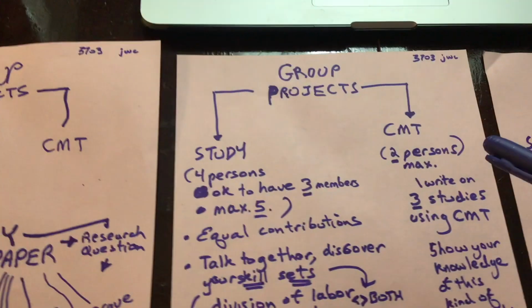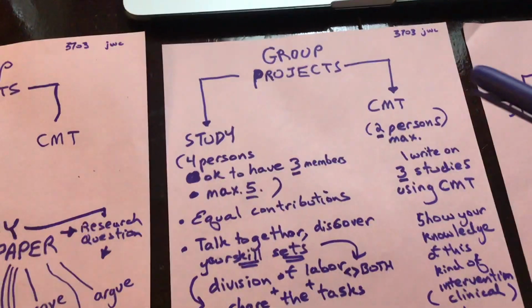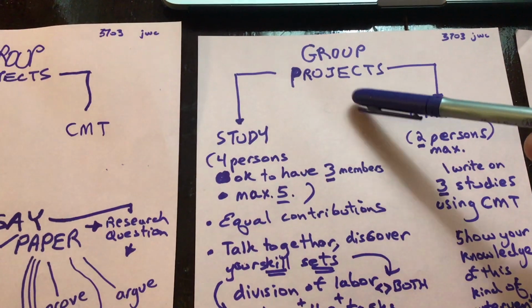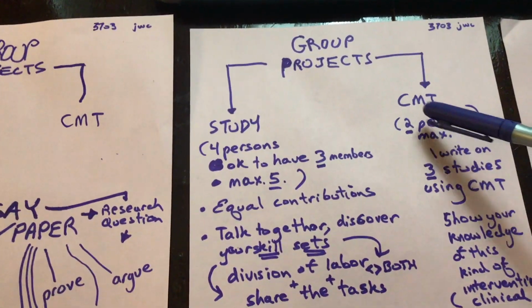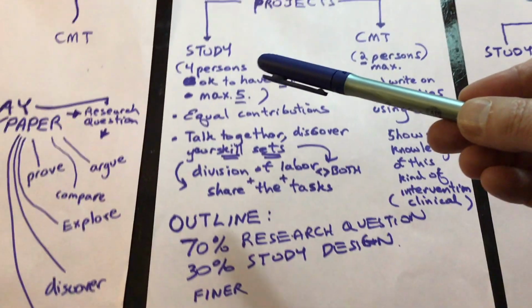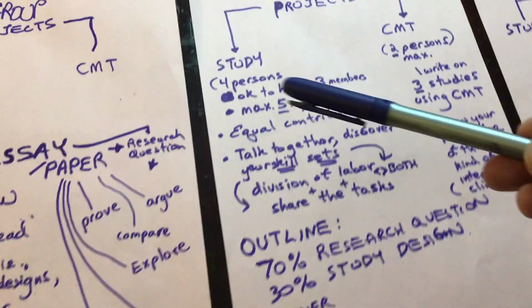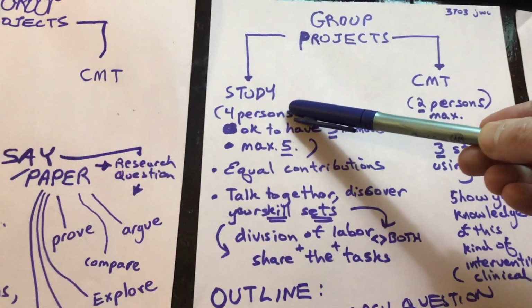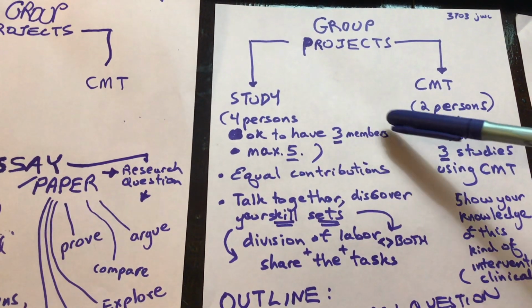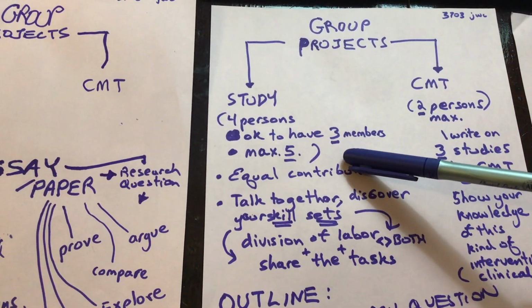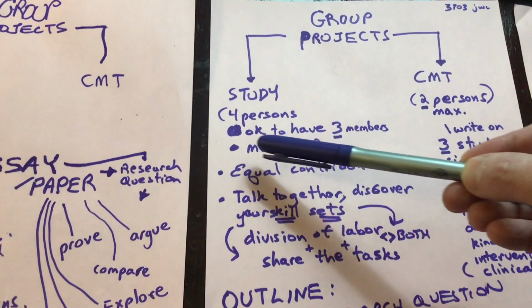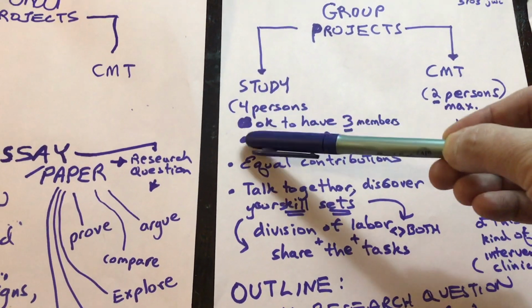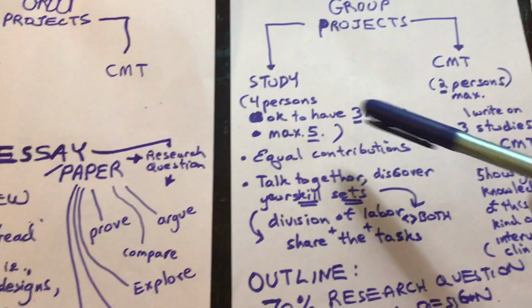Now let's get a little more specific about requirements. All right. So here you have the group projects. Again, study and the CMT. Let's look at that. We're going to leave the essay alone for a minute here. So the study, ideally I think 4 persons. It's okay to have 3 members. That's fine. There's no reason why this is larger and that's smaller. That's just a force of the pen.